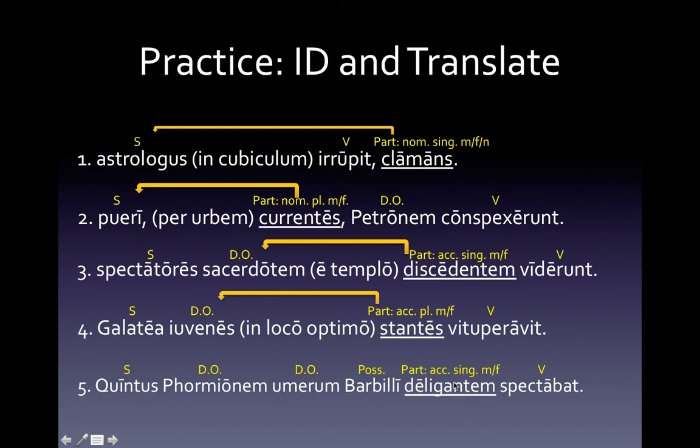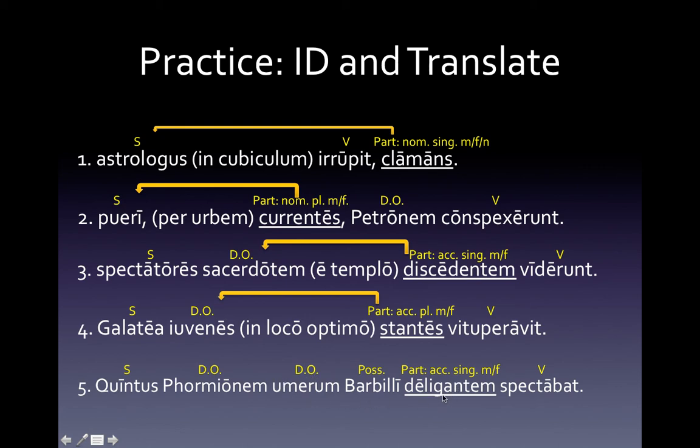We've got our NT here. We've got EM. So this is accusative singular. It could be masculine or feminine. And then spectabat is our verb. All right, so is delegantem modifying formionem or is it modifying umerum? This is one of the cases where you have to do a little bit of translating in order to figure it out. You can only tell by context here.